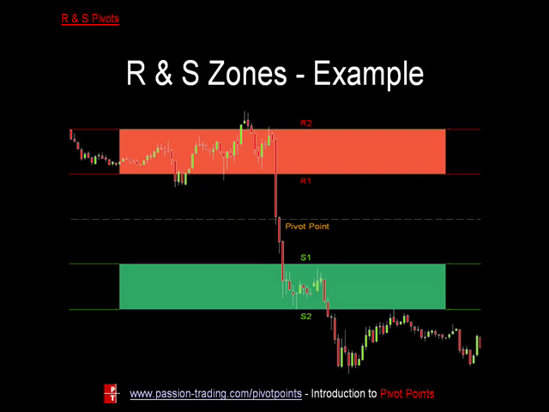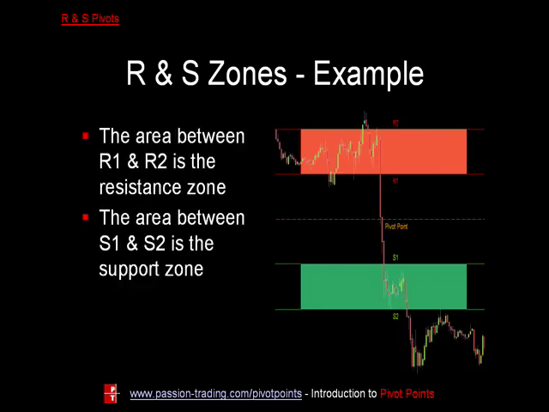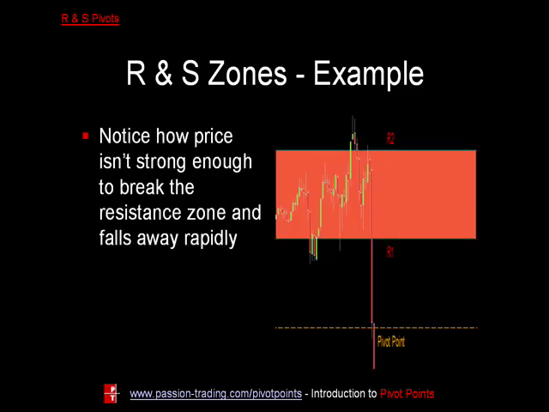This is a chart with the areas between the R and S pivots marked as zones. You'll clearly see between the R1 and the R2, that's a resistance zone, and the area between S1 and S2 shaded in green, that's a support zone, and you can see the pivot point in the middle. As we've already mentioned, the area between R1 and R2 is a resistance zone, which is marked in red, and the area between S1 and S2 is a support zone, which is marked in green. A closer look at our resistance zone.